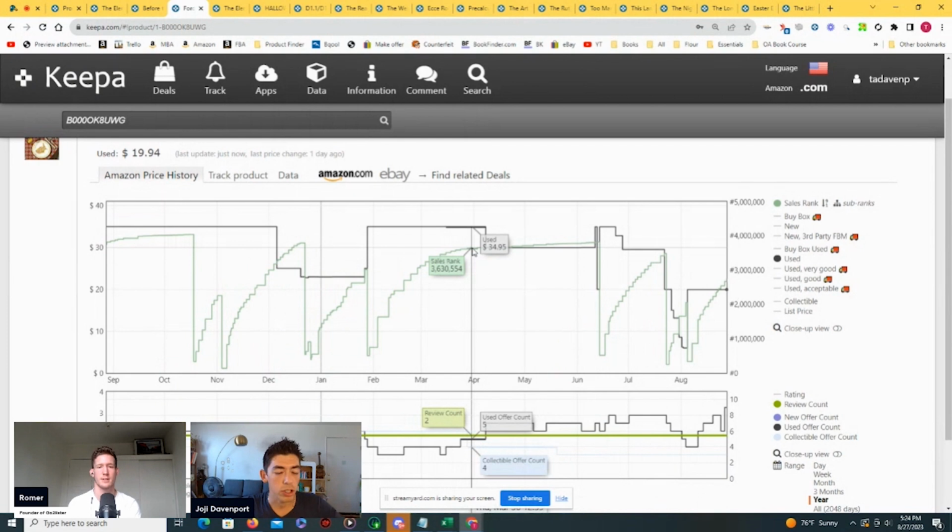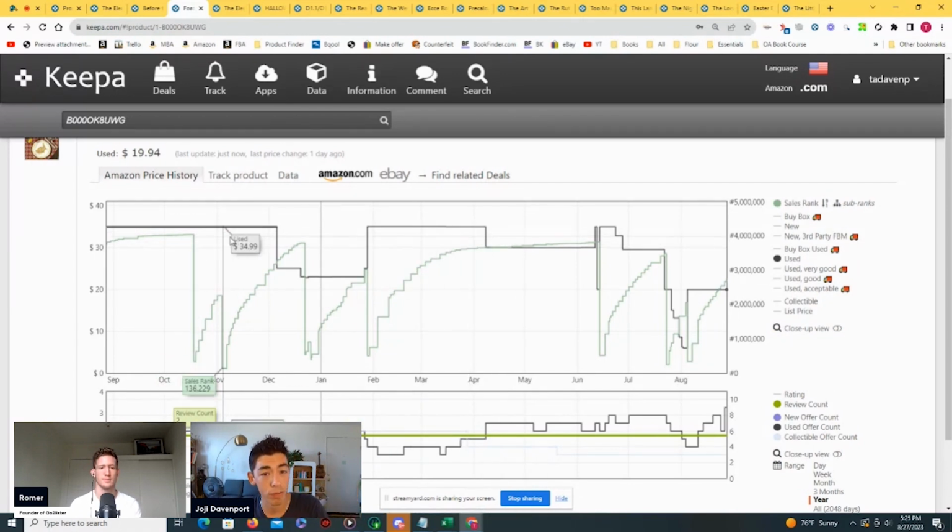20, 35. Yeah. So the point here, guys, is that the first book we looked at sold a lot, but it was basically worthless because it was always $2. But this is a book that sells less often, but its lowest used price is always between 25 and $30. Okay, now let's keep going.